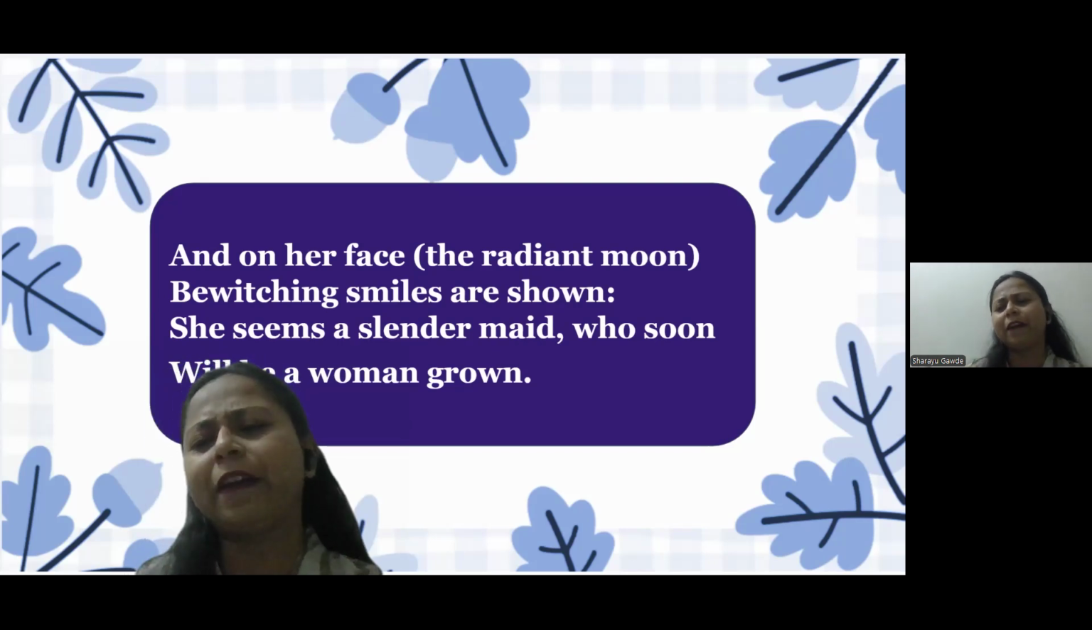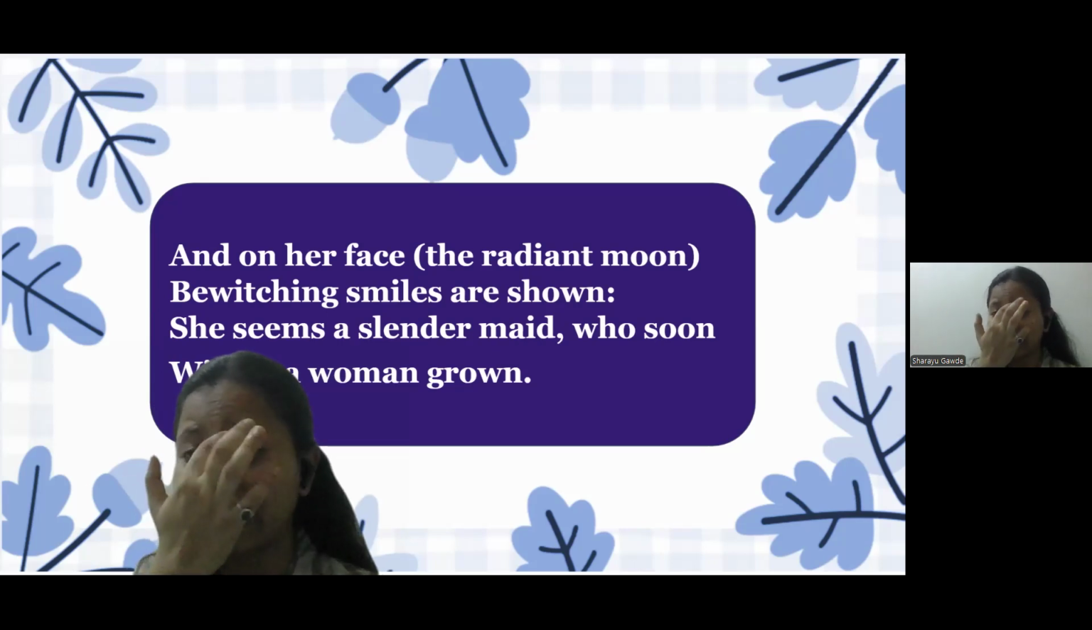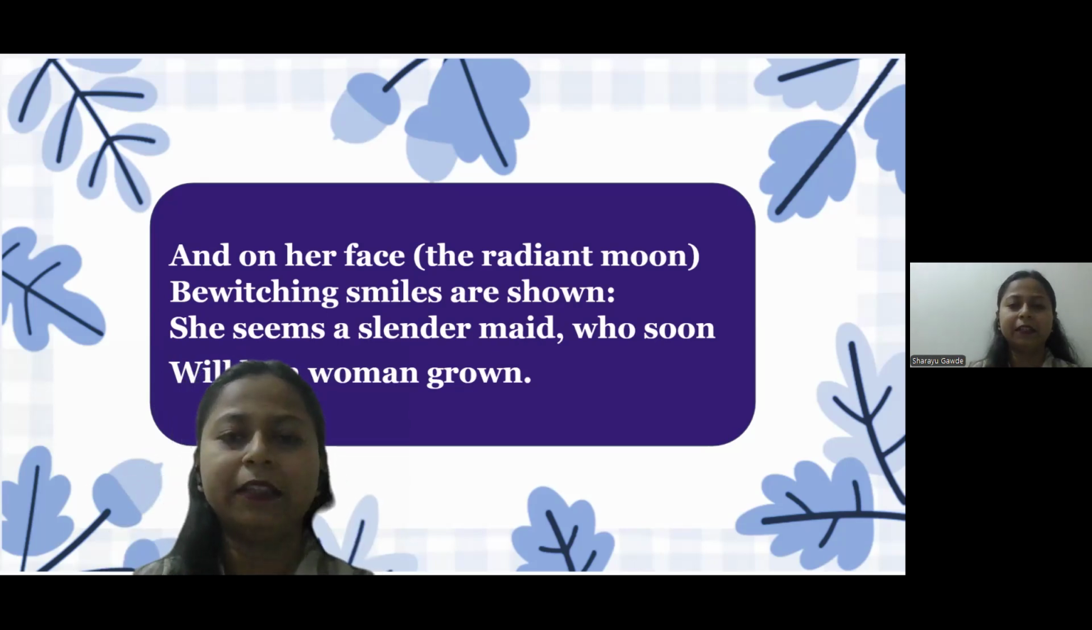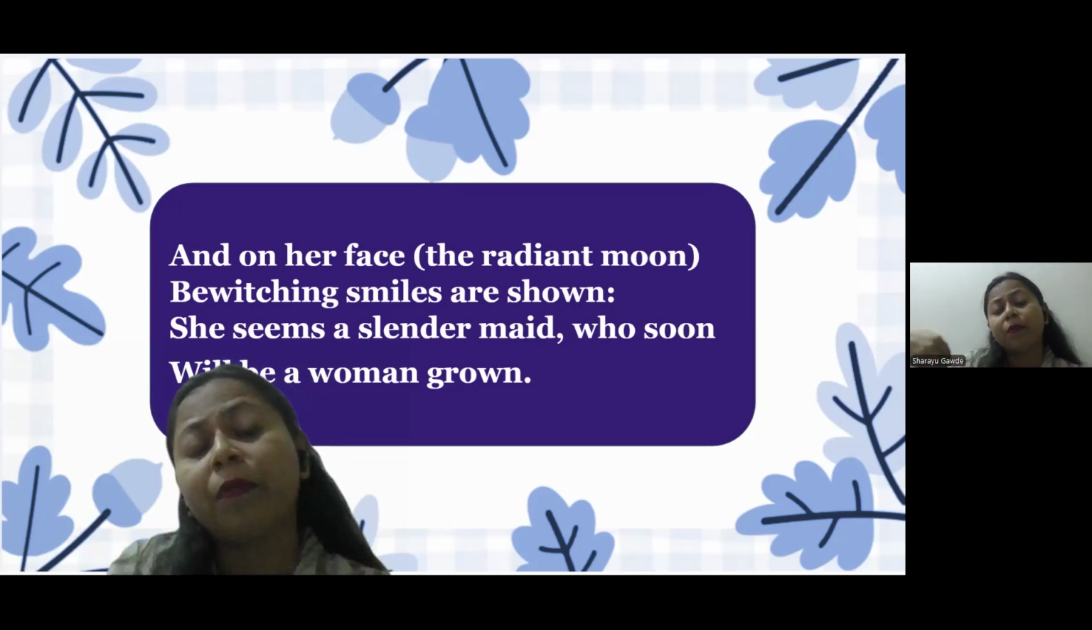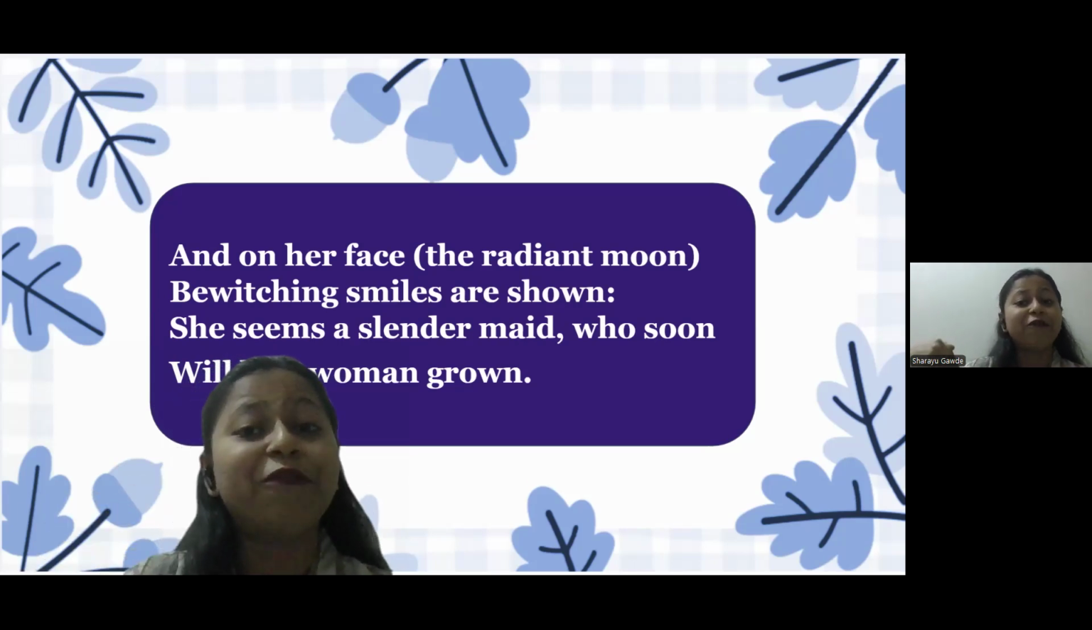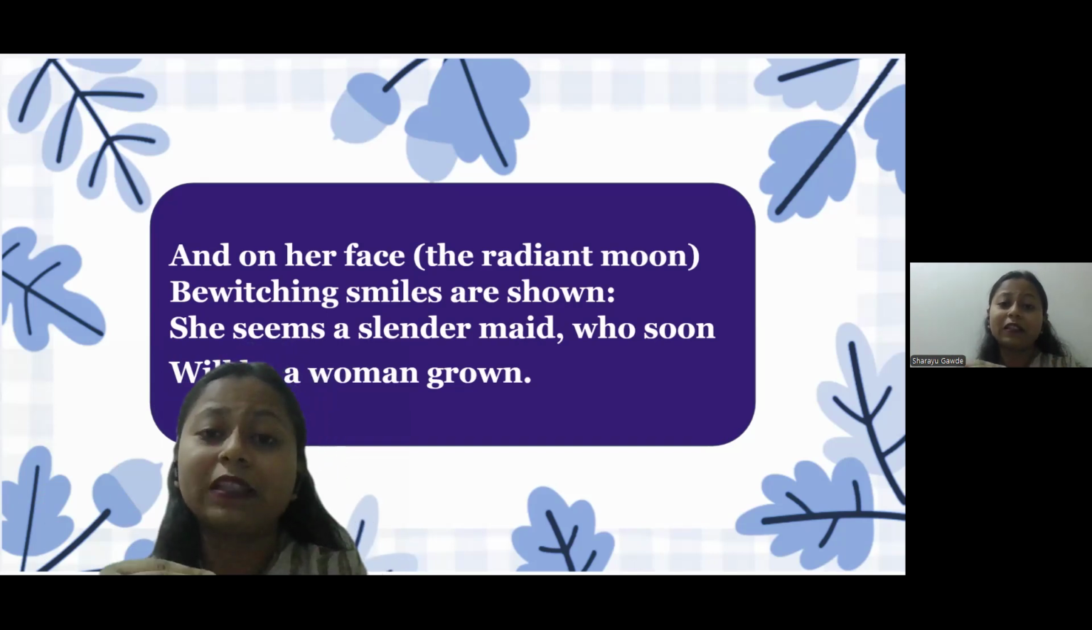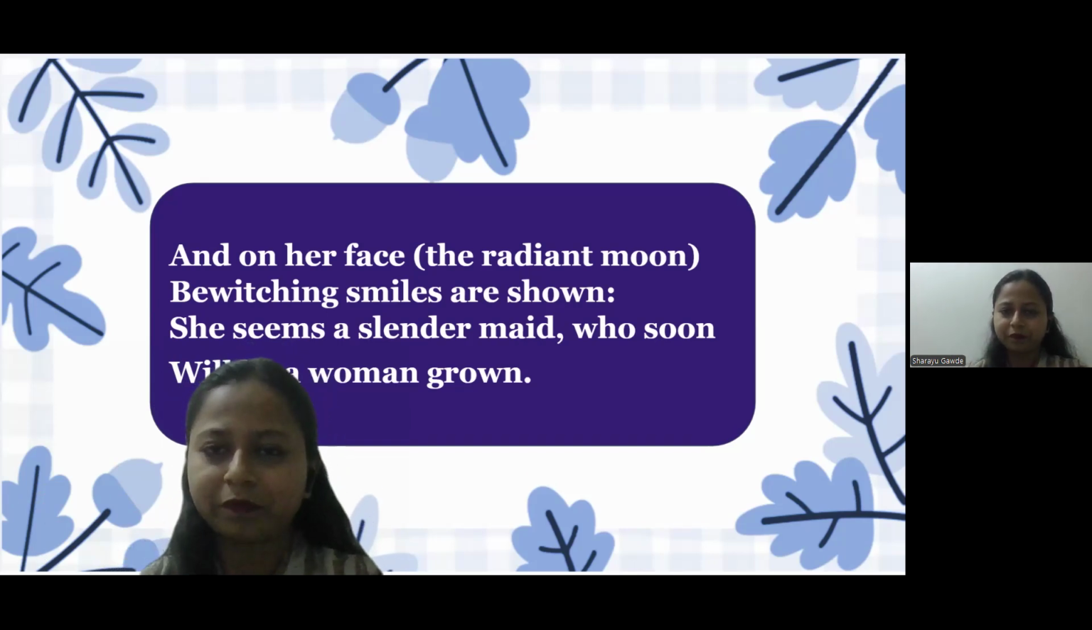So she'll be developed into a mature woman, which also states about the season. That is now this autumn season will be changing into a mature season, that is the winter season. So it also talks about the time, how it is passing by, and how the young girl will be a grown woman.